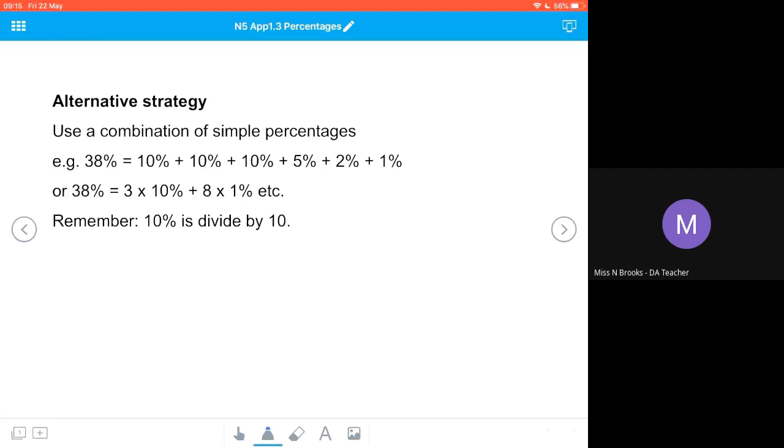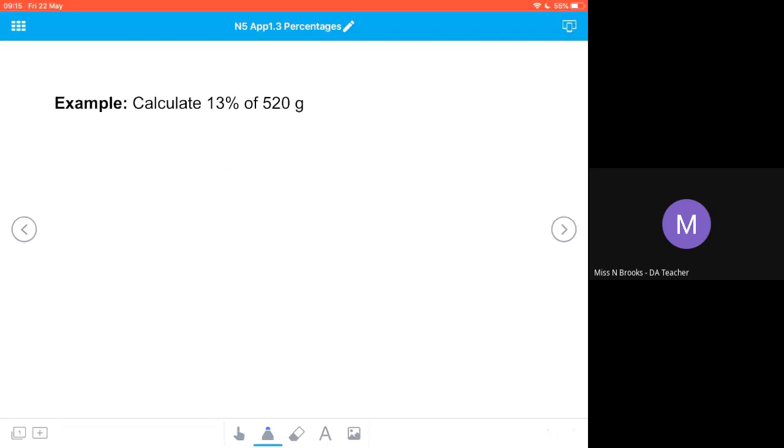There's an alternative strategy when we're working percentages, particularly without a calculator, and it's by using a combination of simple percentages. So for example, if I wanted to work out 38%, I could work out 3 10%, a 5%, a 2%, and a 1%. Or I could work out 38% by doing 3 lots of 10% and 8 lots of 1%. And remember, as I said earlier, 10% is divided by 10. And to get 1%, you're going to divide your 10% by 10. And all percentages can be made up of 1s and 10s, as long as they're not decimal percentages.